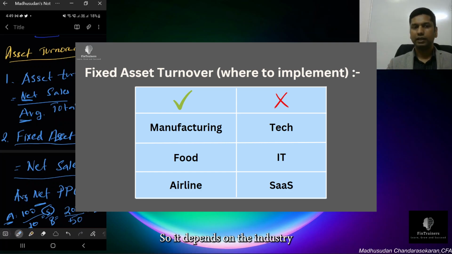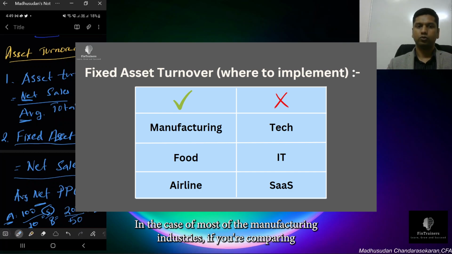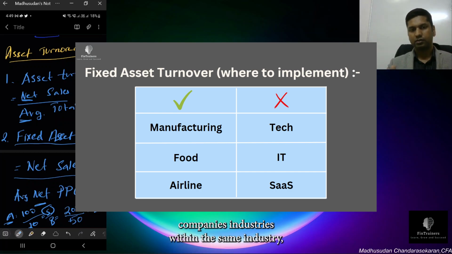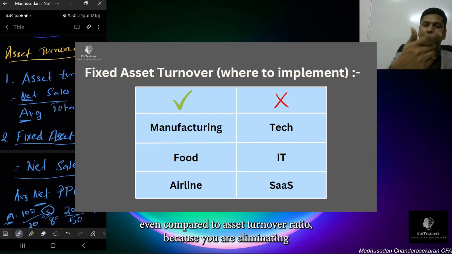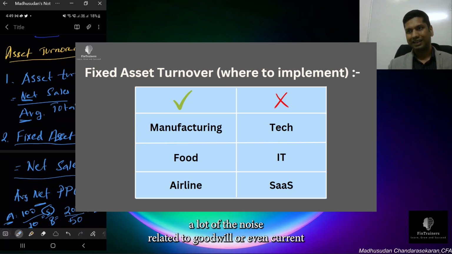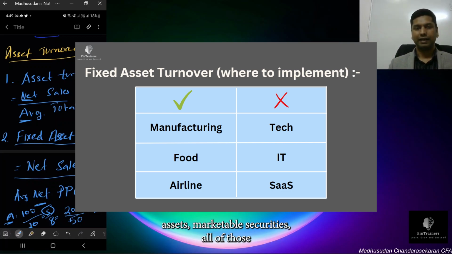So it depends on the industry. In the case of most of the manufacturing industries, if you're comparing companies within the same industry, then it is a pretty good measure for profitability analysis, even compared to asset turnover ratio, because you're eliminating a lot of the noise related to goodwill or even current assets, marketable securities, all of those.